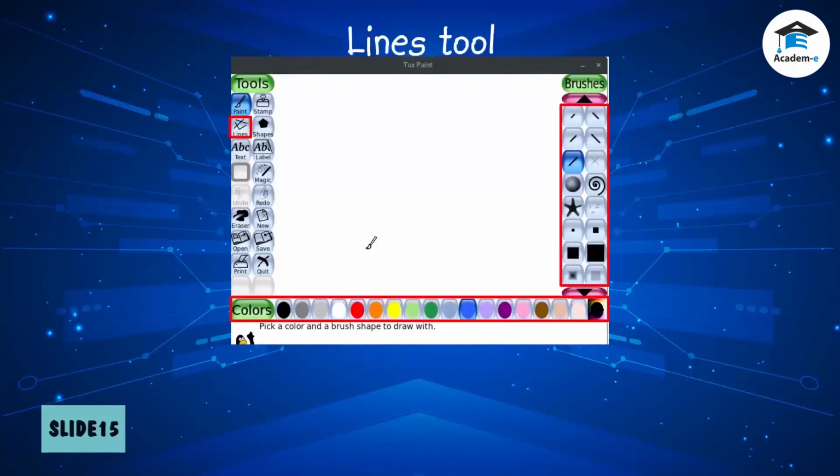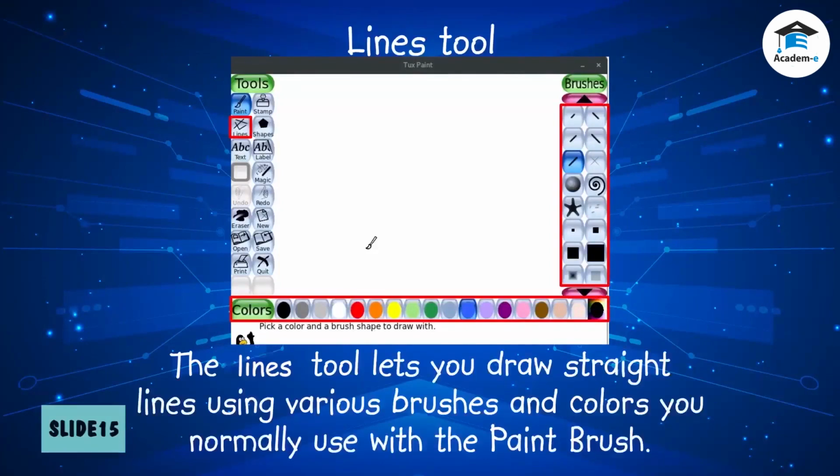Lines tool. The Lines tool lets you draw straight lines using various brushes and colors you normally use with the paintbrush.